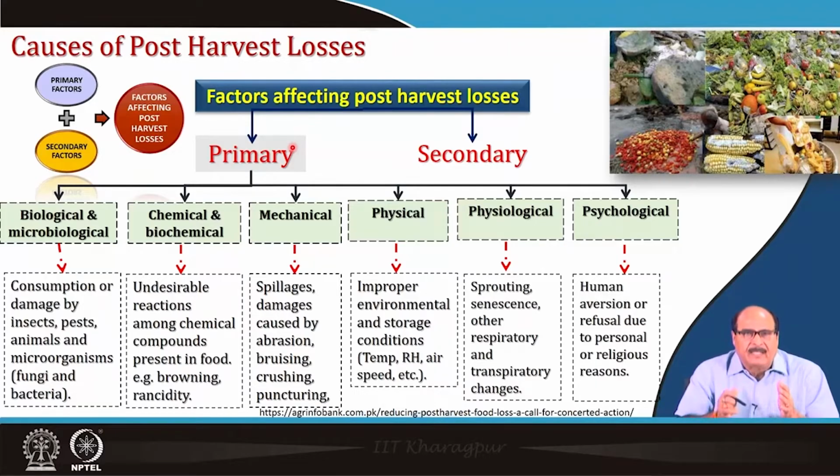As far as the mechanical factor is concerned, there may be spillages, damages caused by abrasion, bruising, crushing, puncturing, etc. In the physical factors, there may be improper environmental and storage conditions like temperature, relative humidity, air speed, etc. Physiological factors like sprouting, senescence, or other respiratory and transpiratory changes may be there. And ultimately the psychological factors also are there, which lead to spoilage or post harvest losses, like human aversion or refusal due to personal or religious reasons, etc. They may not consume a particular product, or they may not take the product on a particular day or at a proper time. So, that may also result in some losses.